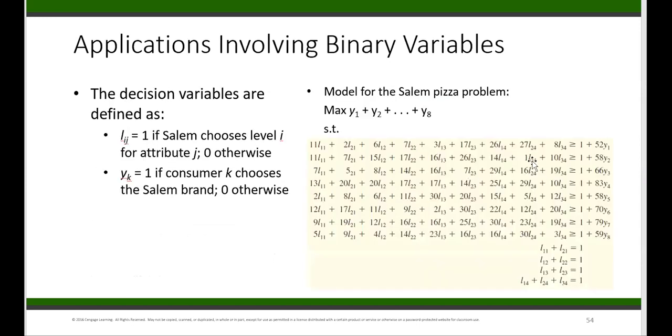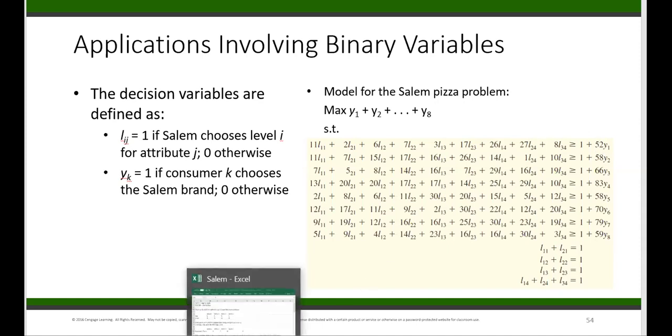That's the utility that person 1, or consumer 1, gets: the whole left-hand side is that utility. We compare this with the maximum utility that this person can get if he or she actually consumes King's or Antonio's product. 52 is the maximum utility that this person can get by consuming competitors' product.